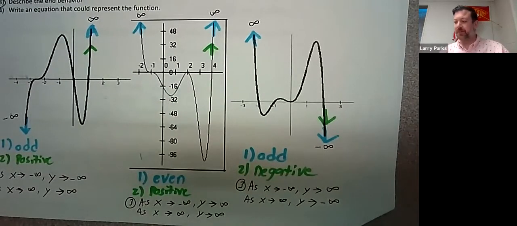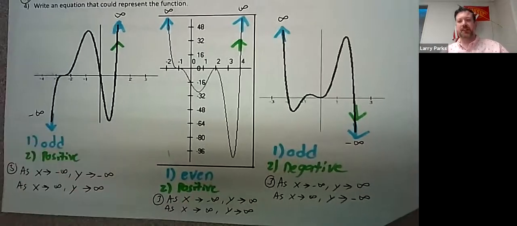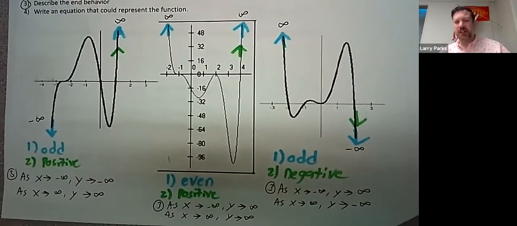We're getting there. Number 4. Write an equation that could represent the function. And remember, if you type in a function, you could type it into Desmos real quick and see if it matches up, kind of. And remember, these aren't going to be exact functions. They're functions that could be it.